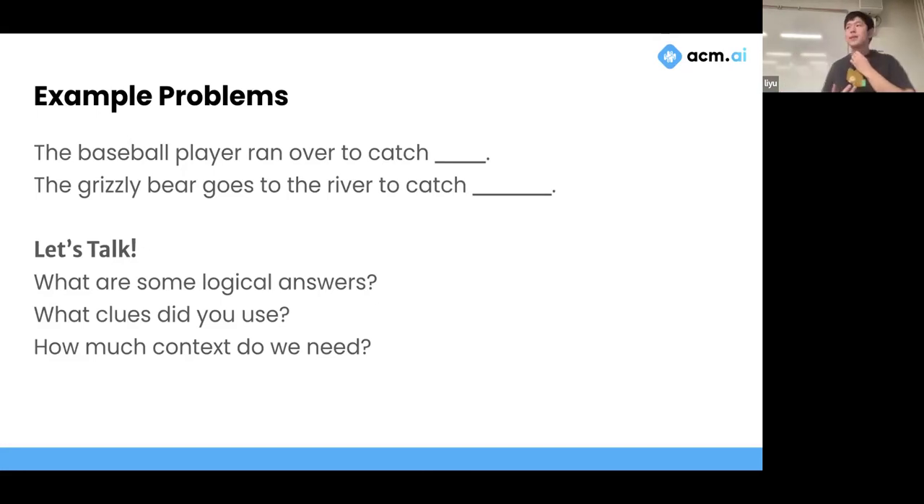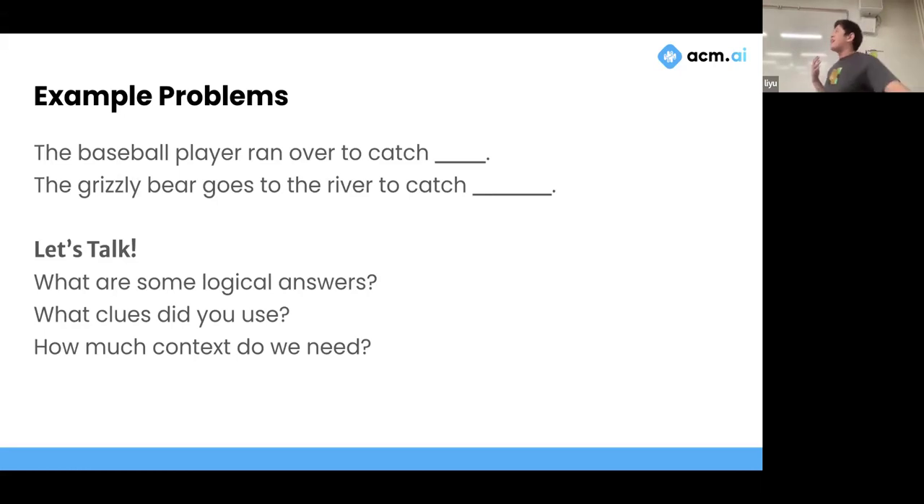In natural language processing, when we're dealing with sequential data, an example problem can be something like: the baseball player ran over to catch something. What do you think that blank can include? Any ideas? The ball, exactly. But it can be literally anything else. Maybe there's a criminal on the field and the baseball player went to catch them. The grizzly bear goes to the river to catch the fish. These fill-in-the-blank questions depend on the context of the sentence, and we can use clues such as, bears typically go to the river to catch fish. This is inherent knowledge that we have in our brain that we can use in these fun, complete-the-blank problems.